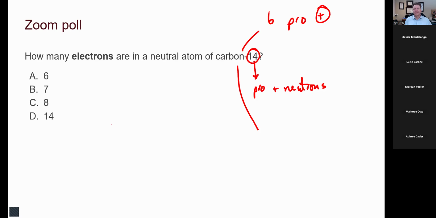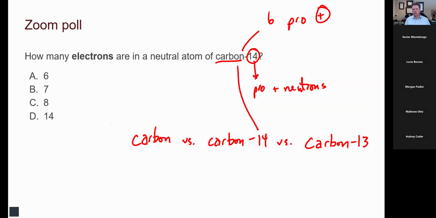And if you're thinking, what am I supposed to do with that? What you're supposed to do is recognize that whenever you see carbon 12 versus carbon 14 versus carbon 13, I want you to think, okay, what I'm referencing there and what is important there is this number. This number should stand out to me.